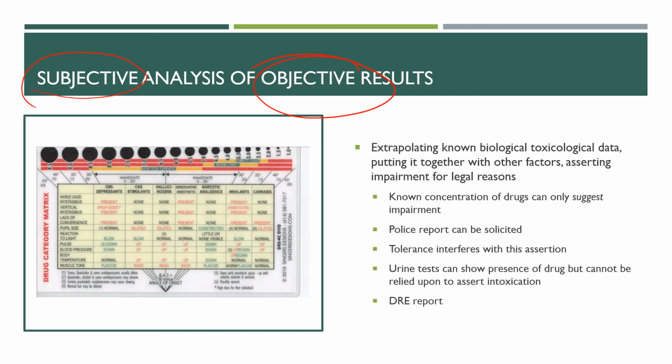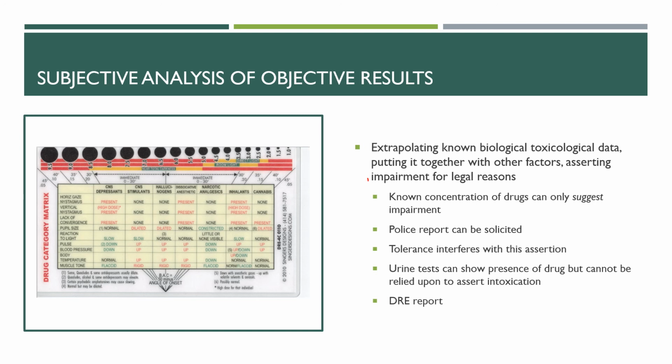Taking that number and using it to determine the amount of impairment somebody was experiencing or the behavioral changes somebody might have had is really, really subjective. Extrapolating known biological toxicological data, putting it together with other factors, asserting impairment for legal reasons. The known concentration of drugs can only suggest the degree of impairment that somebody was experiencing. Some people do have tolerance to some things, where you have a concentration of X in your bloodstream, but you've been consuming that and keeping your blood up at that concentration so much for so long that it no longer inebriates you.